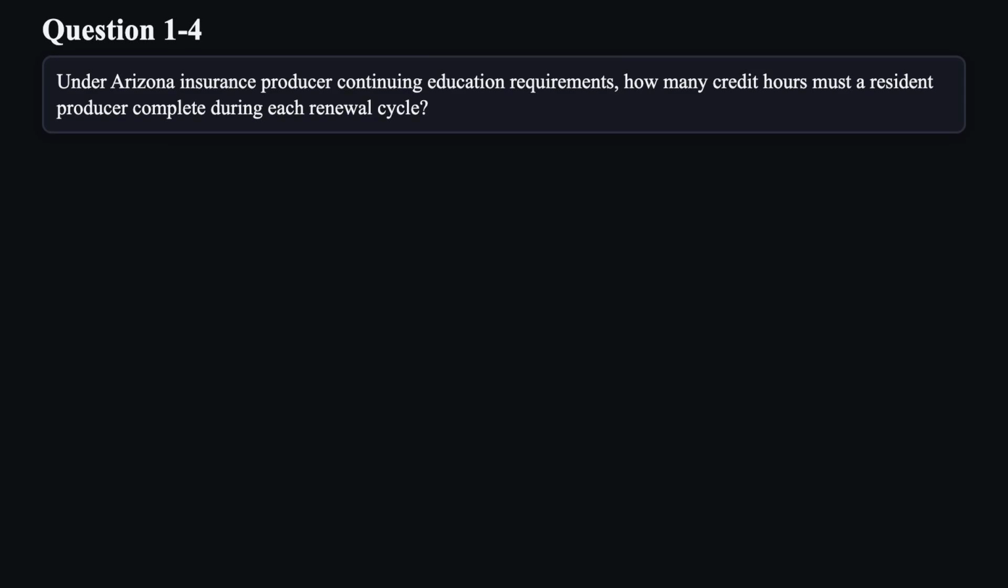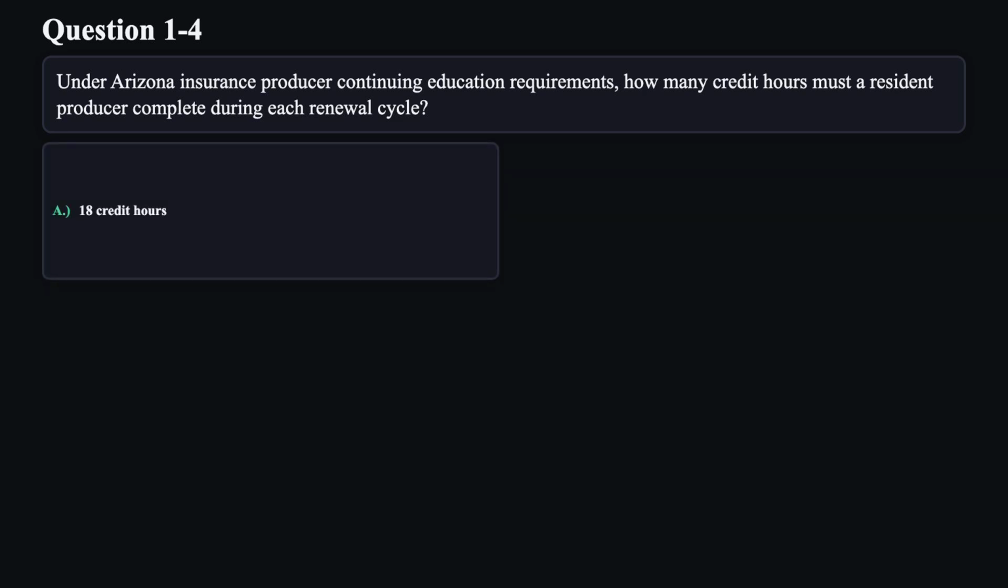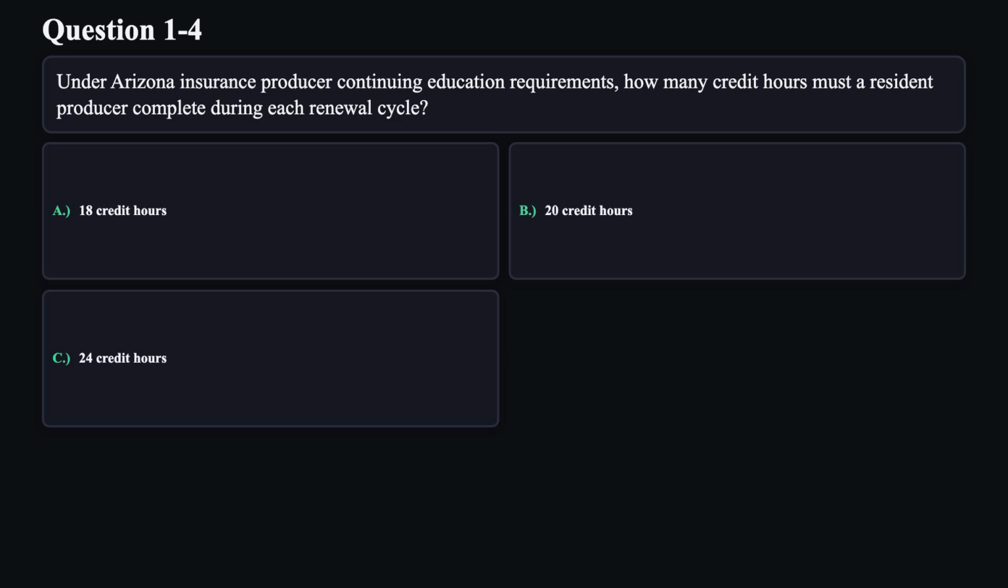Under Arizona insurance producer continuing education requirements, how many credit hours must a resident producer complete during each renewal cycle? A. 18 credit hours. B. 20 credit hours. C. 24 credit hours. D. 30 credit hours.